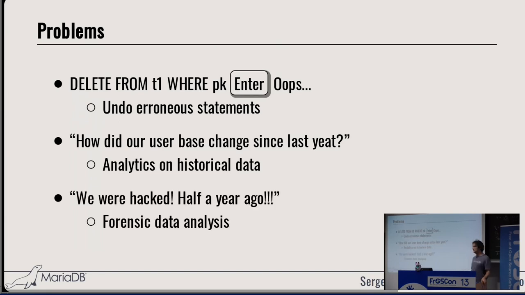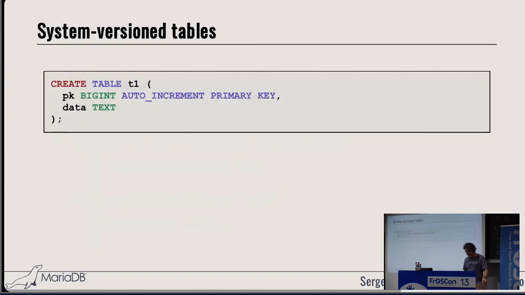And the third use case is doing forensics on historical data. Like in here, you find from some logs that you had a data breach like half a year ago and nobody knew. And now there's time to do some damage control, to tell users to change their passwords and to figure out what hackers actually did see back then and so on. All those problems can be solved with system versioned tables.